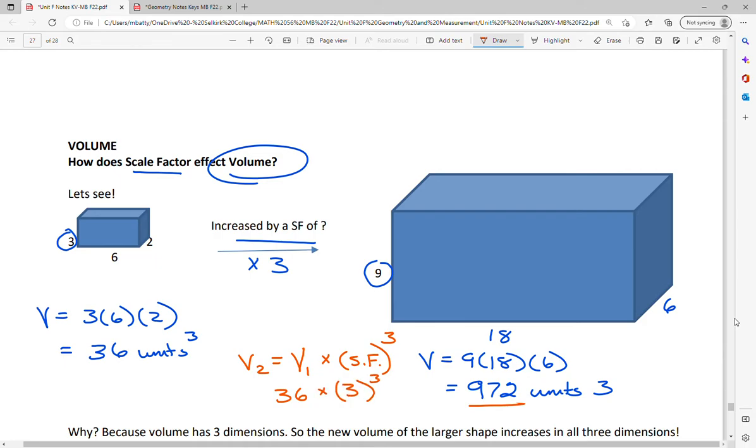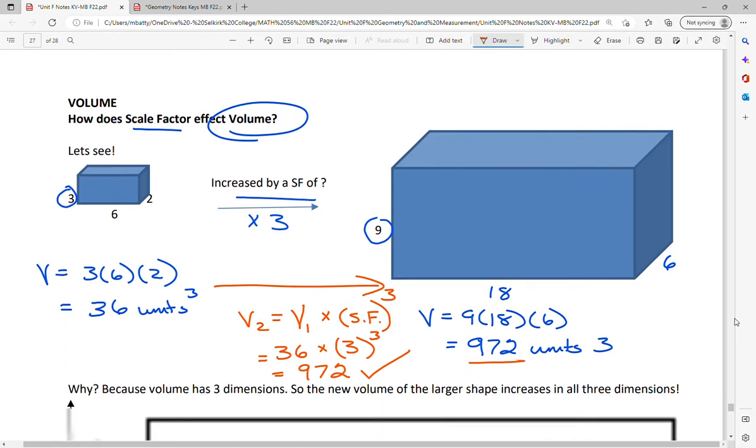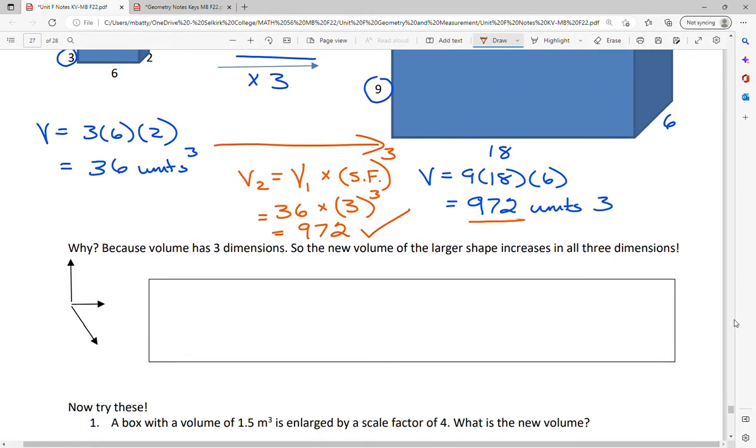So use that y to the x button on your calculator. That's 36 times not 9, but 27. And I should get on my calculator, or I did, 972. So this gives me a go between these concepts. So why it's a cubed factor is that you're increasing not in 2 dimensions, but in 3 dimensions, right? Height, depth, and length.